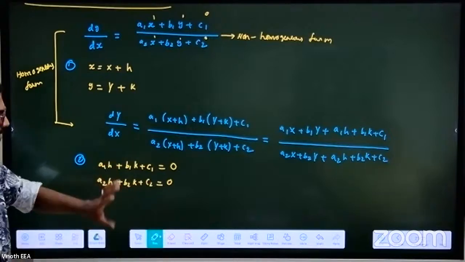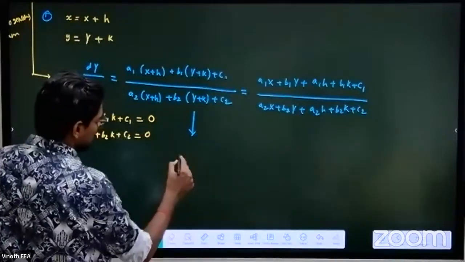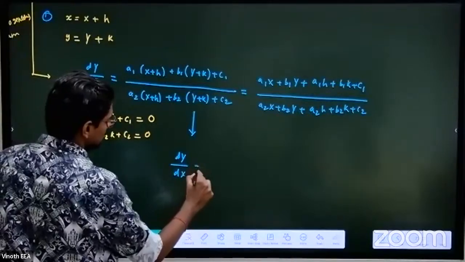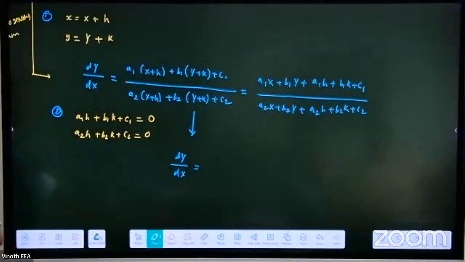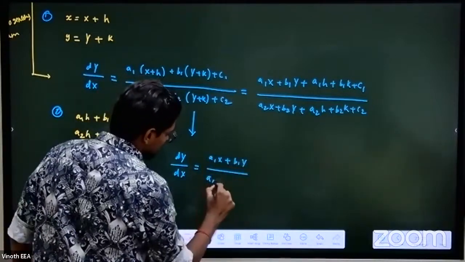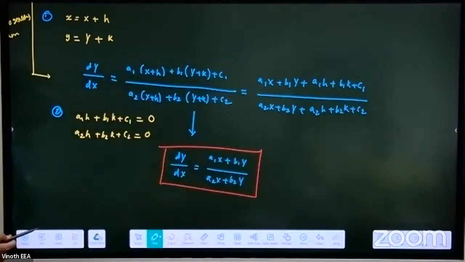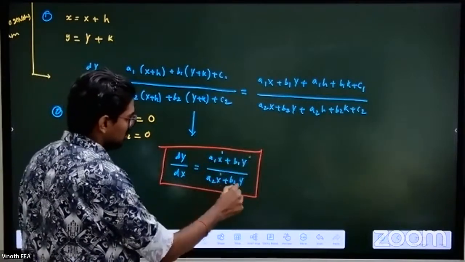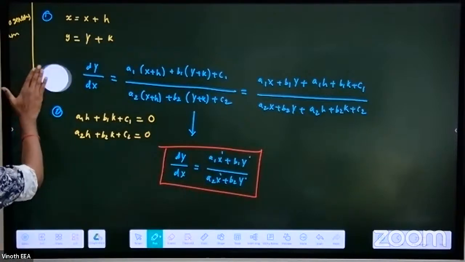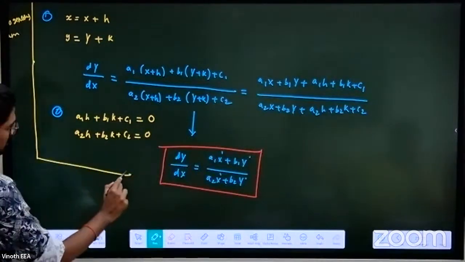If I do that, what will happen to my equation? dy by dx is, constants eliminate பண்ணா என்ன ஆகும்? a1 capital X plus b1 capital Y by a2 capital X plus b2 capital Y. What is this form? இது என்ன ஃபார்ம்ல இருக்கு? Homogeneous. Power 1, power 1, power 1, power 1. We ended up with homogeneous form.